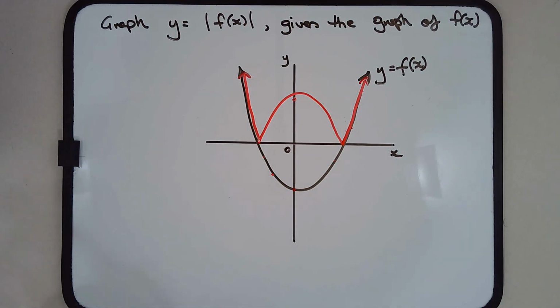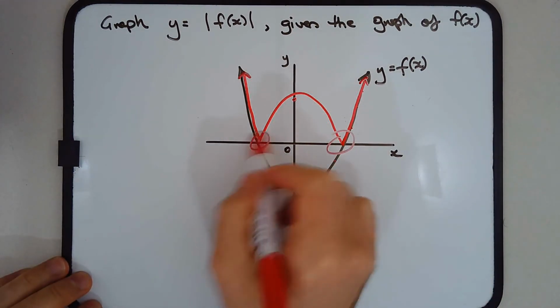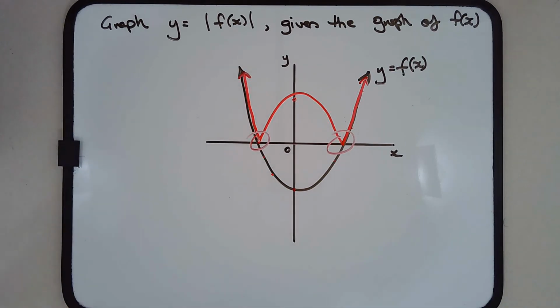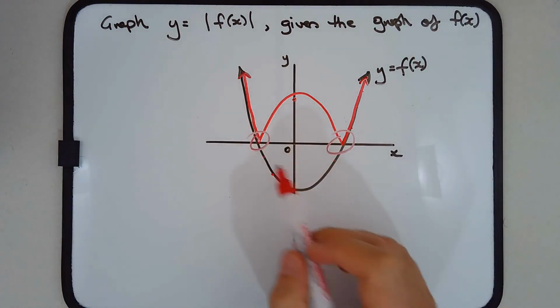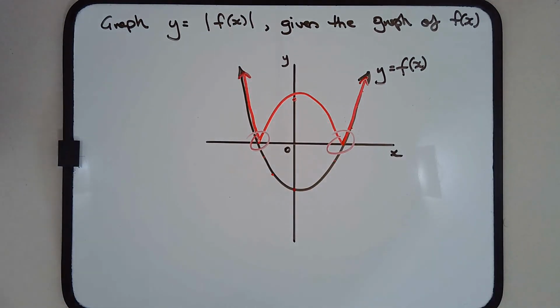Notice also what happens here and here. It is no longer smooth. In fact, any graph that involves an absolute value transformation or a composition involving an absolute value almost always results in a sharp corner or a sharp vertex. So this is no longer smooth. The original function is a smooth curve. The resultant function, after the absolute value is applied, is no longer smooth.